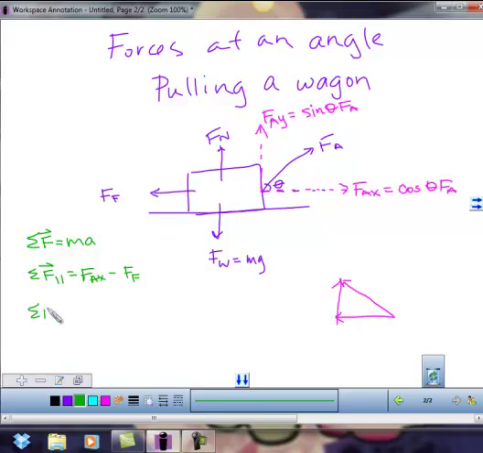And then we also have our sum of forces in the perpendicular direction, and this one's a little bit trickier, but because your normal force and your force applied in the y are in the same direction, then those are going to add together. So I'm going to have my force of weight, and that's going to subtract the normal force and the force applied in the y.